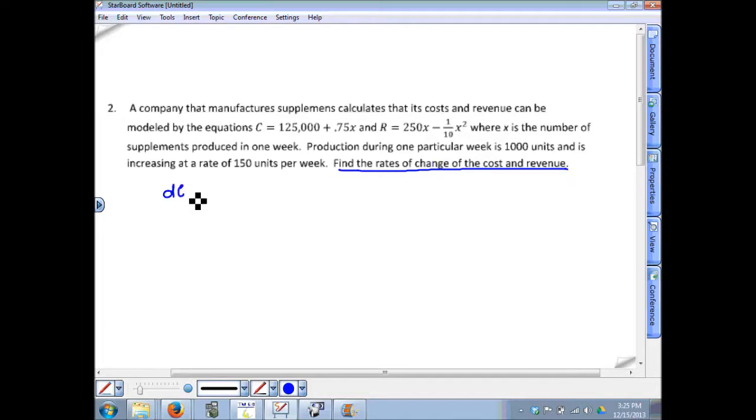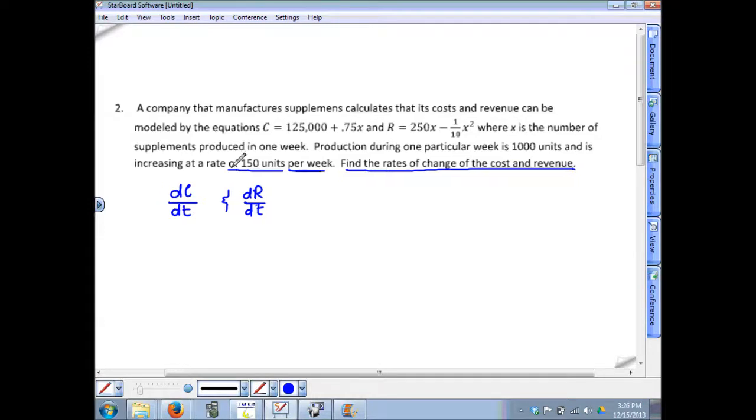That's dC with respect to time. It's wanting to find out how the cost changes as time changes. So it's dC over dt, and we need to find dR over dt. And the reason that we know it's going to be with respect to time is because there's a rate here. It's increasing at a rate of 150 units per week. So we already have a rate of change here that's measured in terms of time.